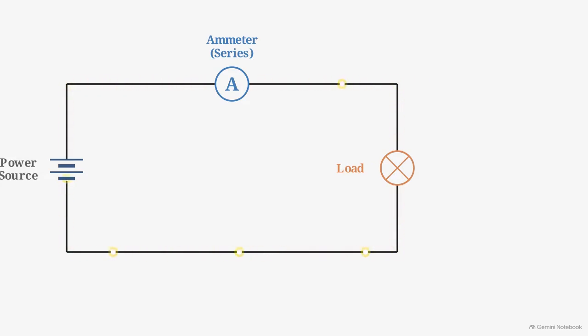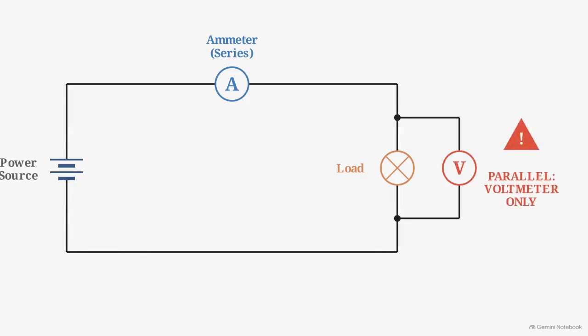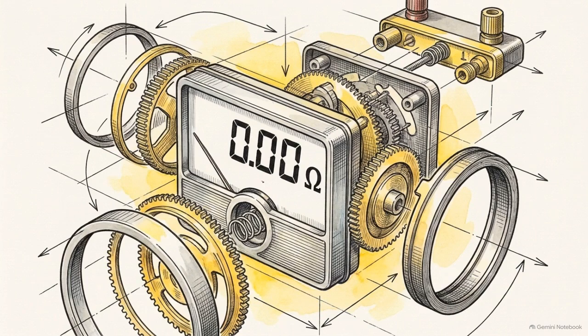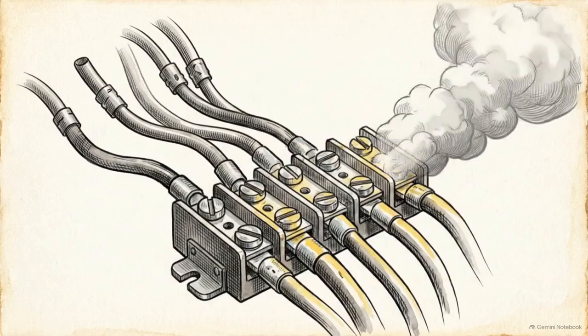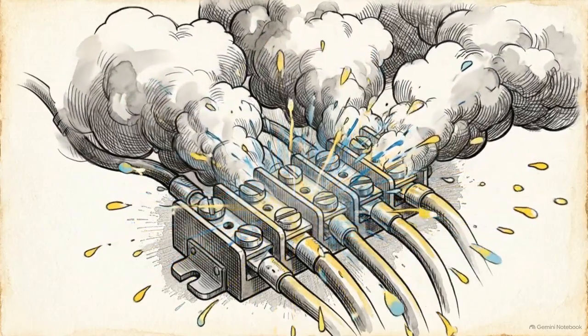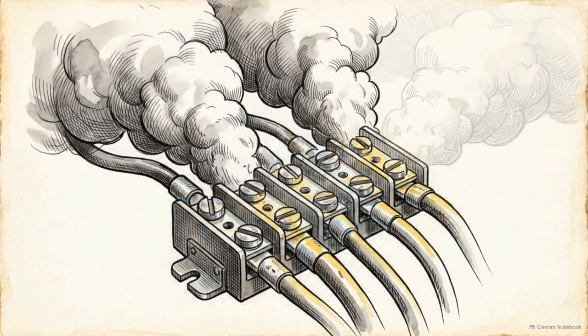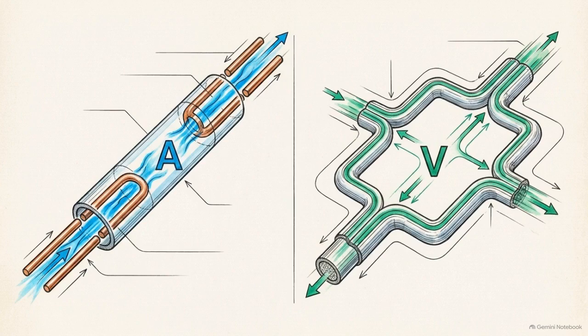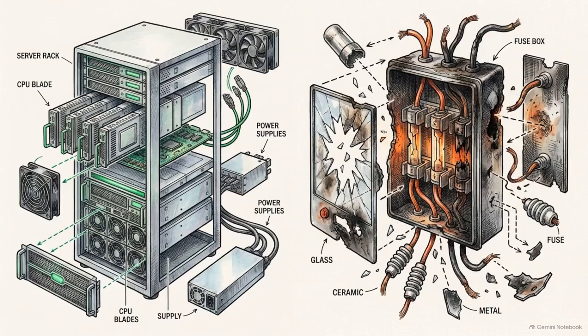Beginners often confuse this. Remember, a voltmeter is always wired in parallel. An ammeter has almost zero internal resistance. If you wire it in parallel across the power source like a voltmeter, you will create a dead short. Memorizing this rule, ammeter in series, voltmeter in parallel, separates a trained professional who protects expensive equipment from a novice who blows fuses and starts electrical fires.